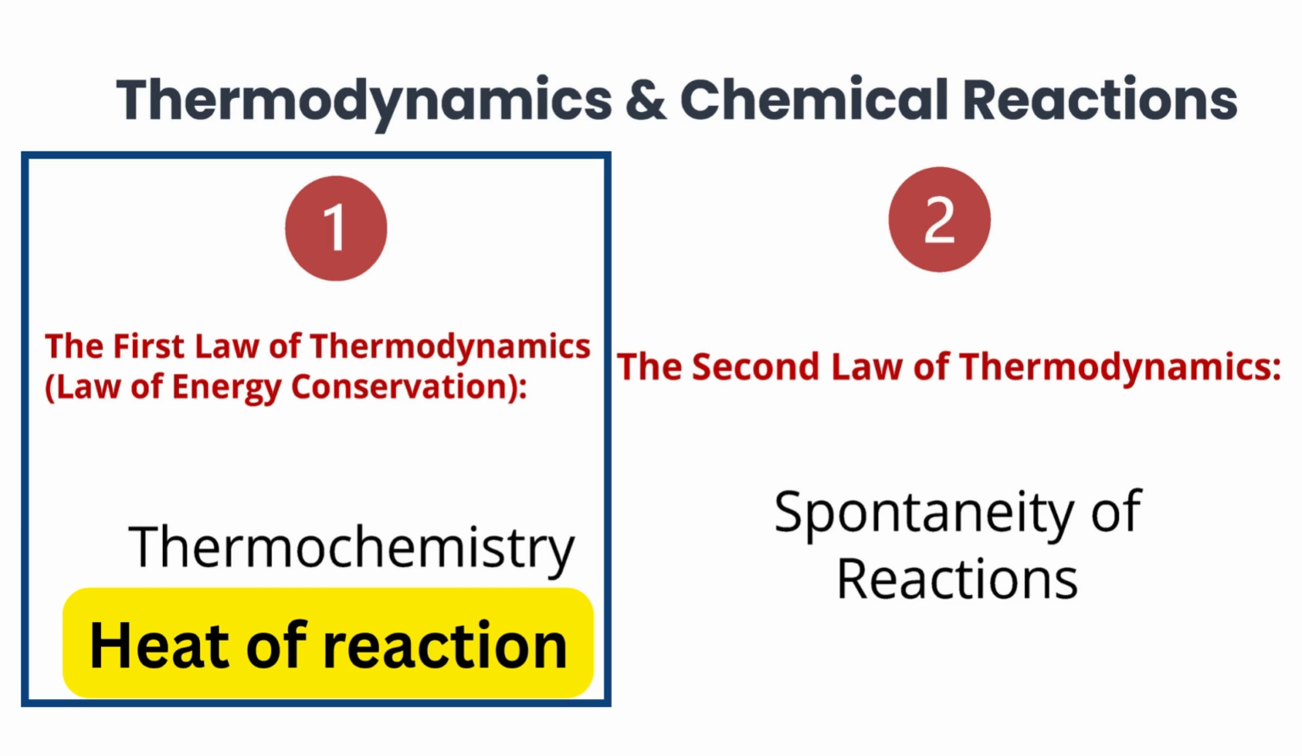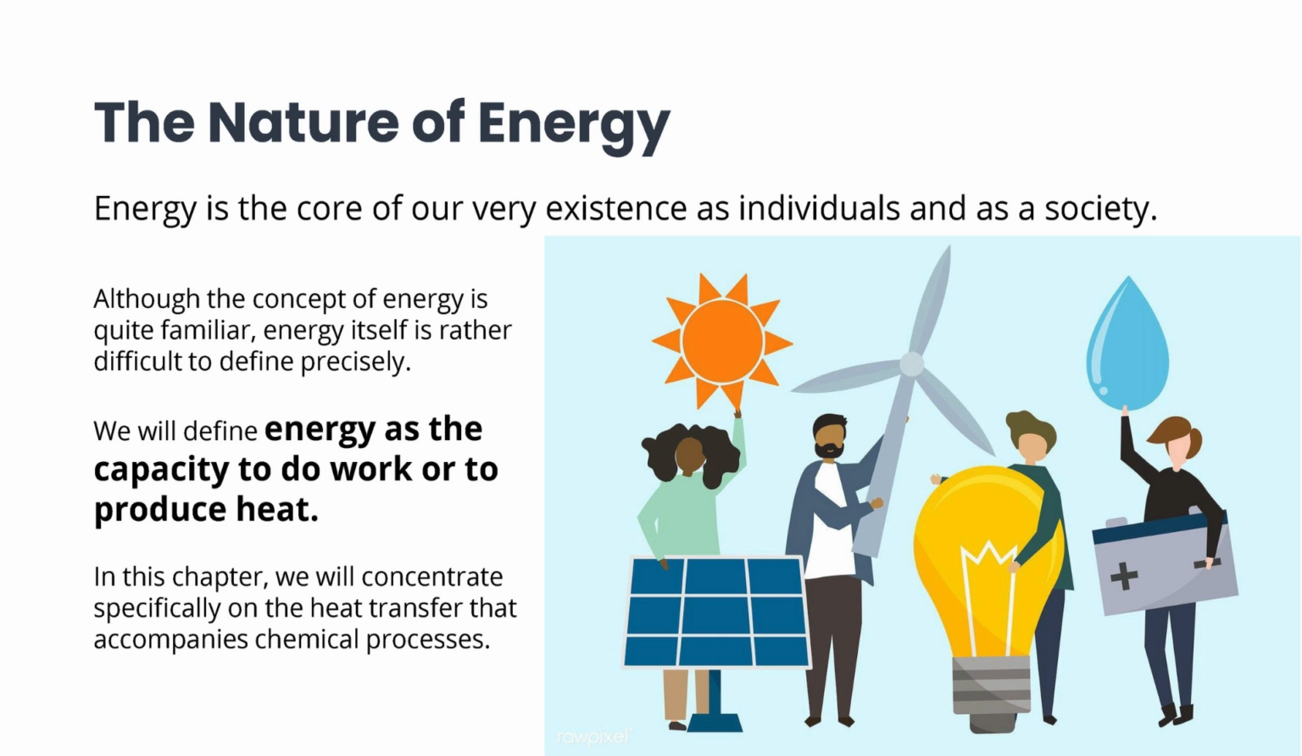When we're looking at chemistry, what specific forms of energy are we most interested in? Well, the broad definition of energy is the capacity to do work or produce heat. And this chapter really zooms in on the heat part, the heat that gets transferred when the chemical reaction happens. Okay, focusing on the heat transfer.